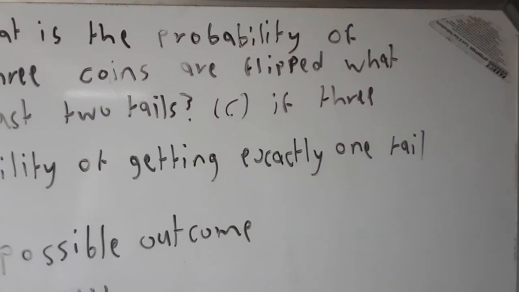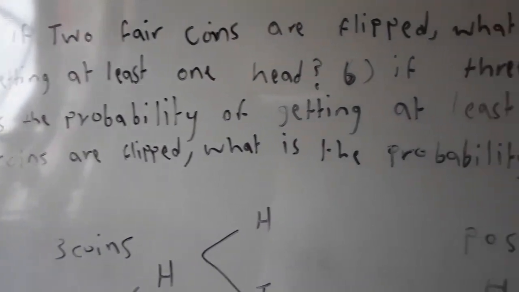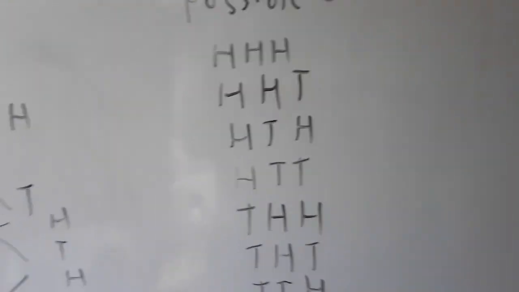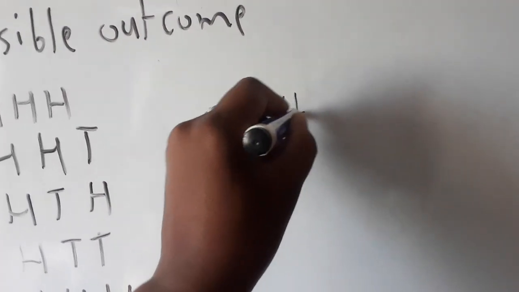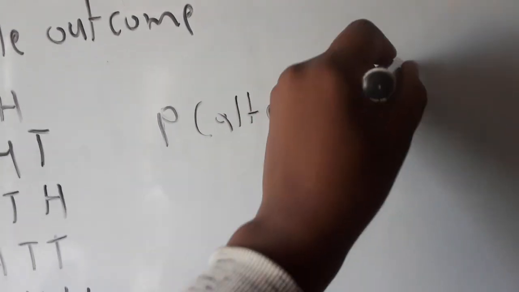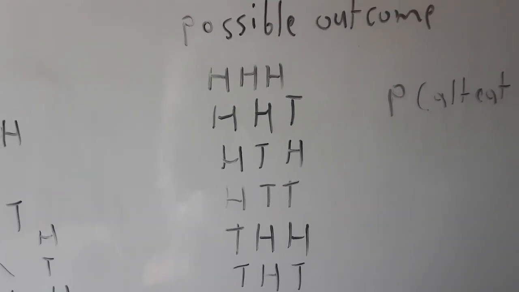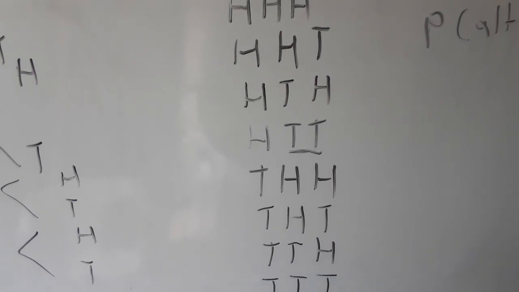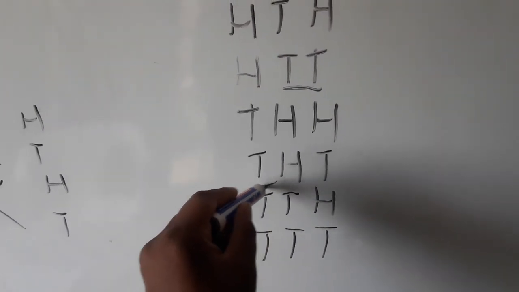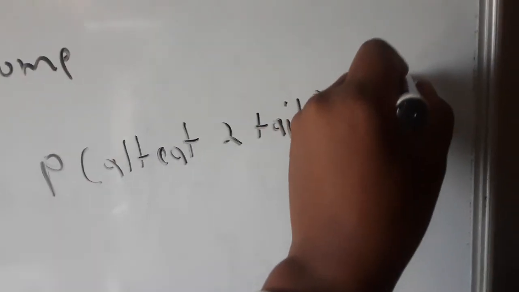So let's go back to our question. If 3 coins are flipped, what is the probability of getting at least 2 tails? So the probability that we are calculating is the probability of at least 2 tails. We'll check where we have at least 2 tails. Here we have 2 tails, this is the first. Here we have 2 tails also, 2nd, 3rd, 4th. So we have 4.